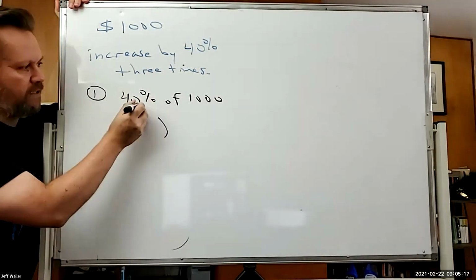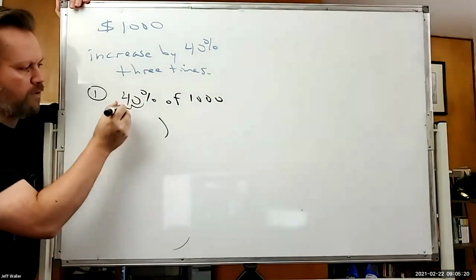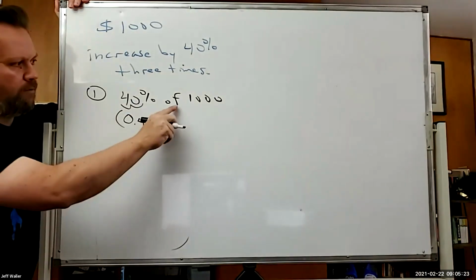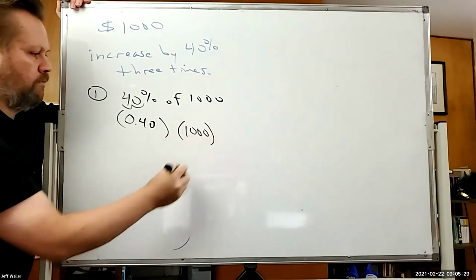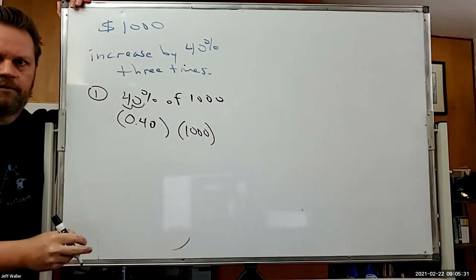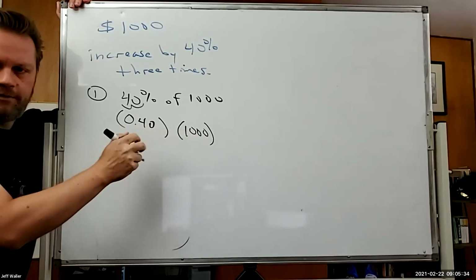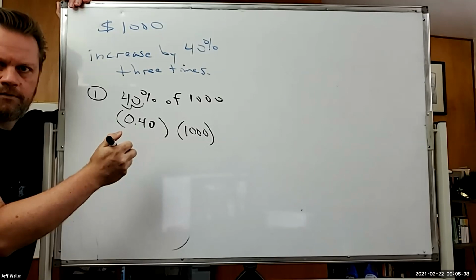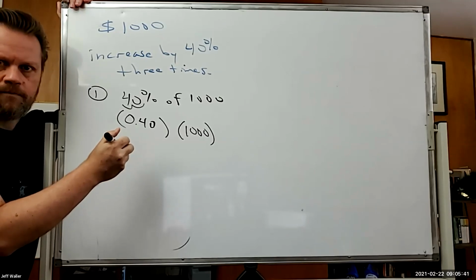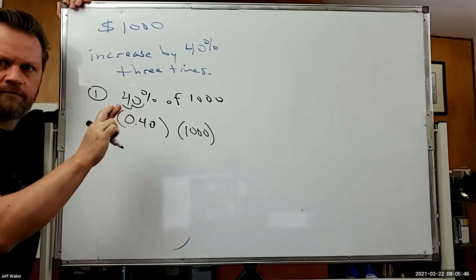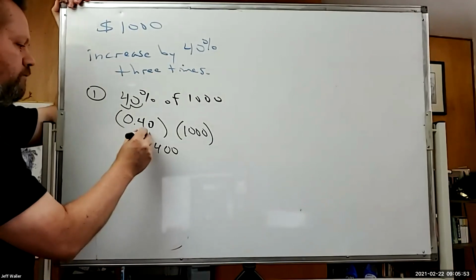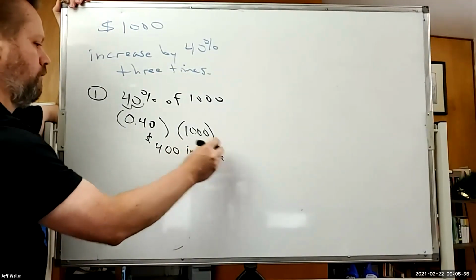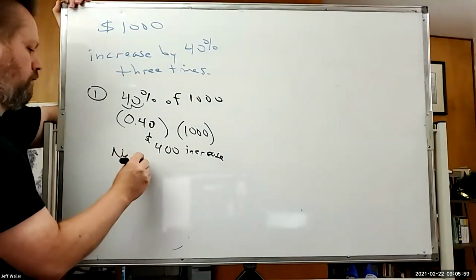To always change from percent to decimal, you move the decimal back once, twice. And what does "of" mean? Times. So what's 0.4 times 1,000? $400. Yeah. So what's the new price? $1,400.